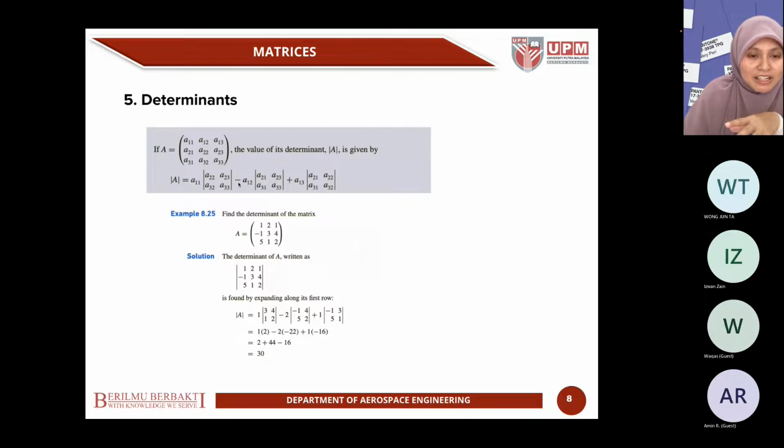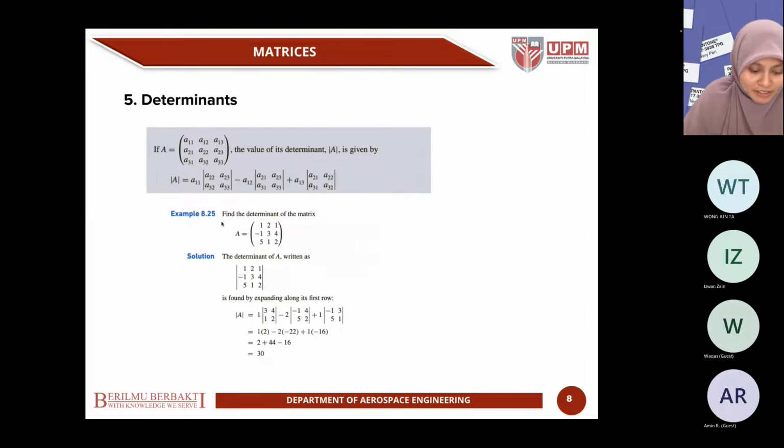So we have this here, and then minus A12. We just slash the first row and the second column, so we only have A21, A23, A31, and A33. And the final component, A13: just close this one, so we get A21, A22, A31, A32.